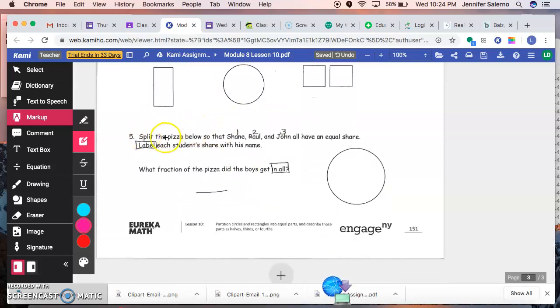And down here, you're going to follow what we did on top with the pizza, but now they're telling us that the pizza is being split between Shane, Raul, and John, and all have an equal share. So now we only have 3 sharing, okay? So you're going to split this now into 3, and you're going to label with each name, and then what fraction of the pizza did the boys get in all, okay? So try your best with that.